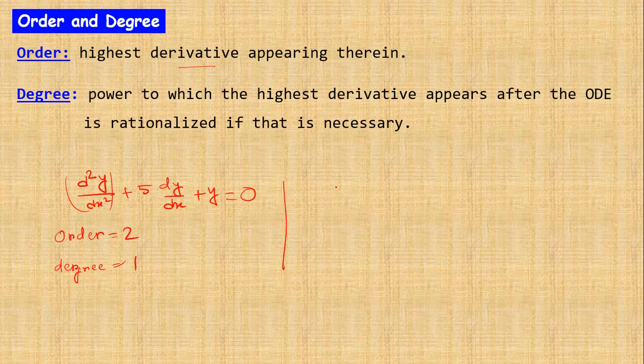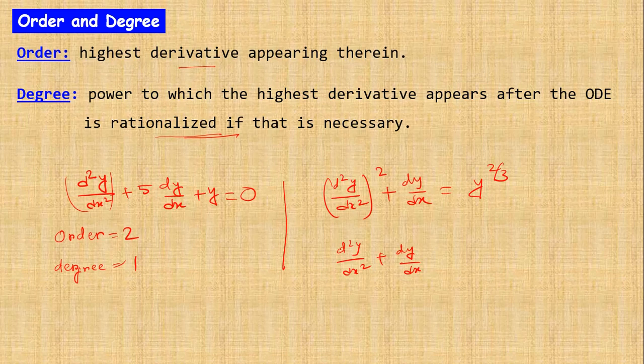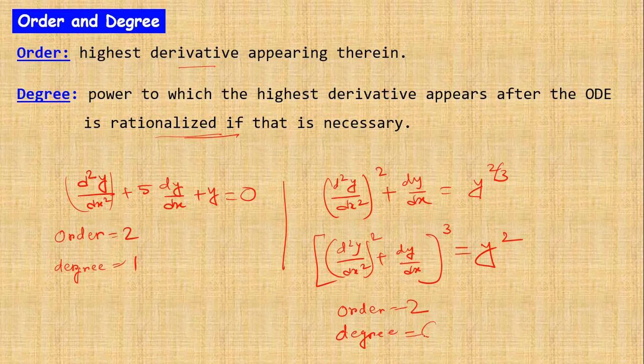Okay, if there is a differential equation like (d2y/dx square plus dy/dx) equals y to the power 2/3, we need to rationalize this equation, so we need to cube it. That is (d2y/dx square plus dy/dx) whole square, that whole cubed, equals y square. So these 2 and 3 will multiply. The order will be 2, the maximum derivative being 2, and the degree will be 2 into 3, that is 6. I think that is clear.